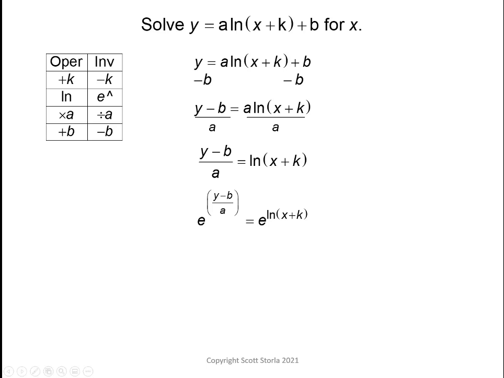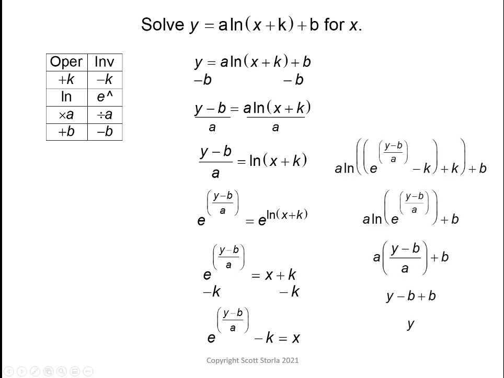I'll move up a row and make both expressions an exponent for a base of e and simplify. And last, I'll subtract k and simplify. This is my answer right here. I'm going to go back to the original and substitute that right here for x. And here's the check.